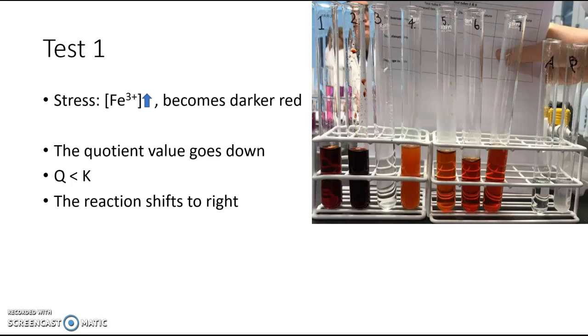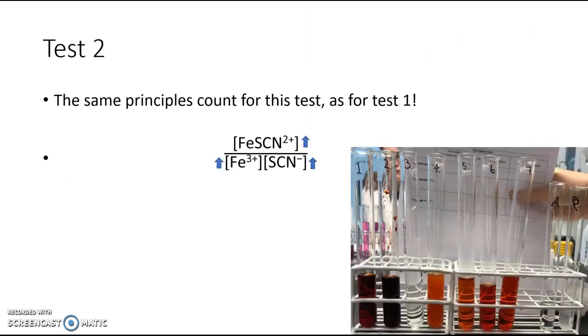The same principles count for test 2, because it's still a reactant that we are adding, and they both have an equal amount. So the same principles happen here. Here's a more visual way to see it: if you increase the reactants, the reaction will form more products too, and that's what we see here too. And the reason why it's darker could just be because more of the thiocyanate ions were added.